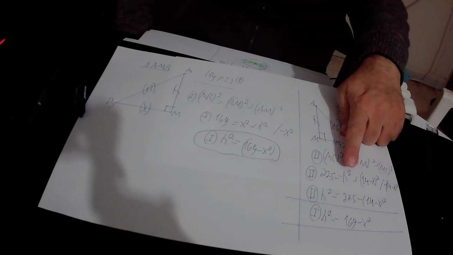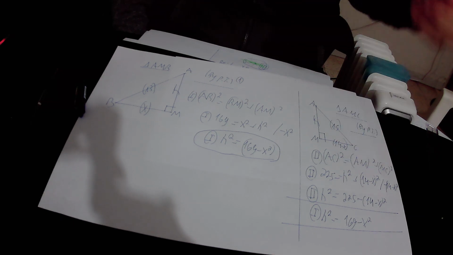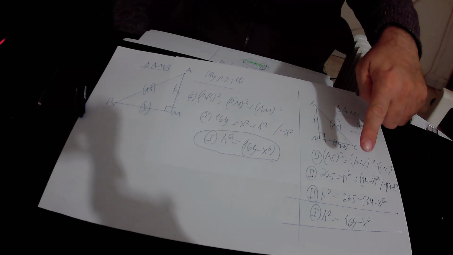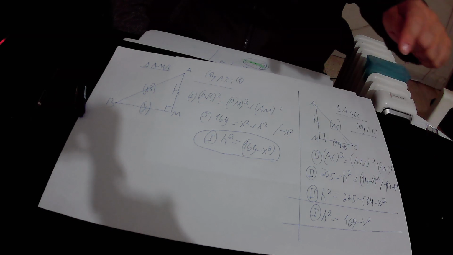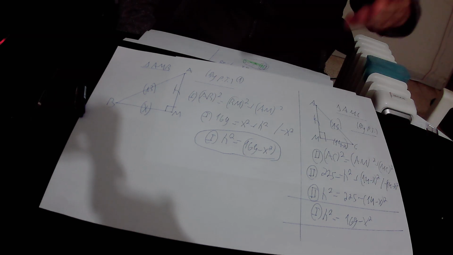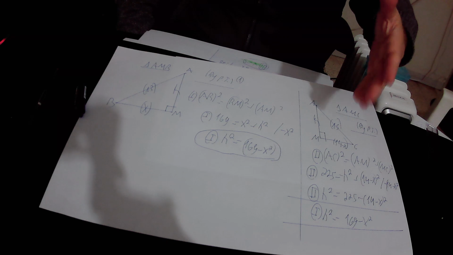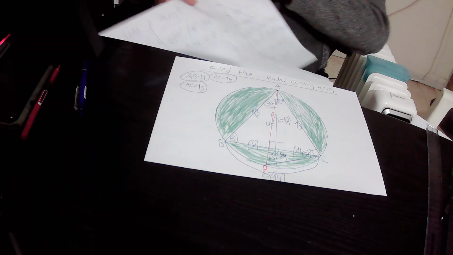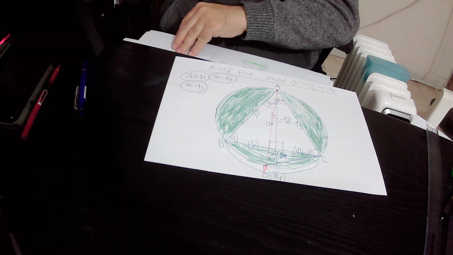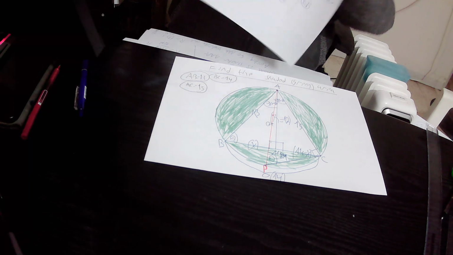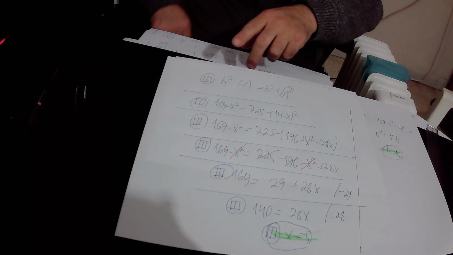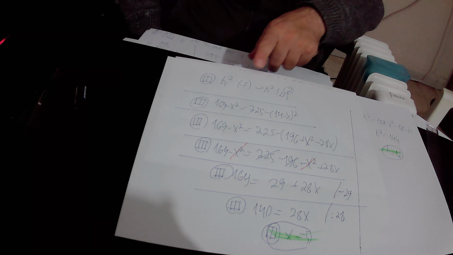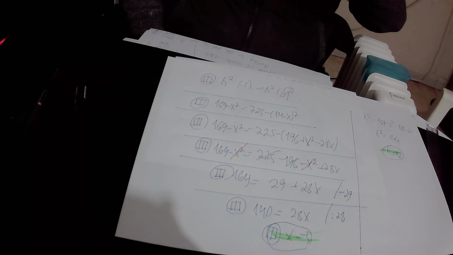This is according to equation number 2, but according to equation number 1, we already found out that h square equals 169 minus x square. So we have two different expressions for h square: equation number 1 and equation number 2. Therefore, we created equation number 3 that states that h square according to equation number 1 must be equal to h square according to equation number 2.